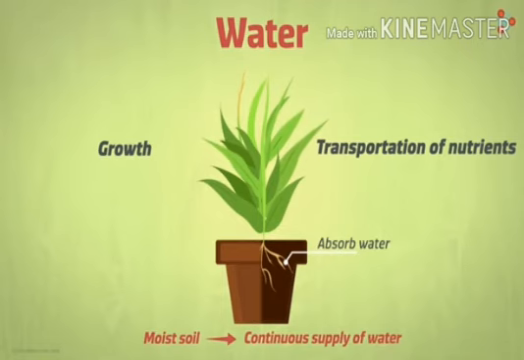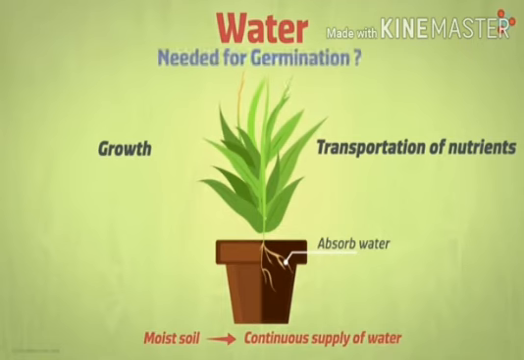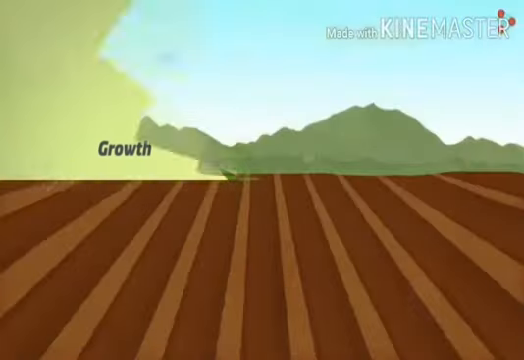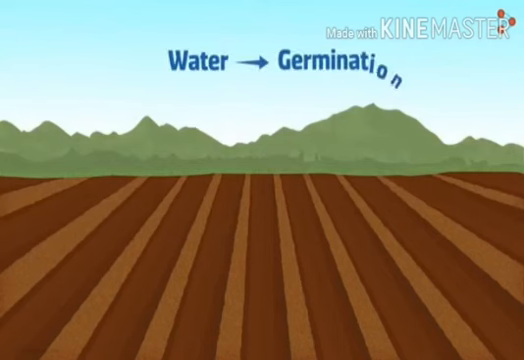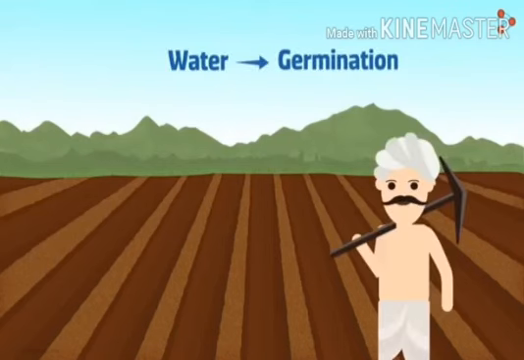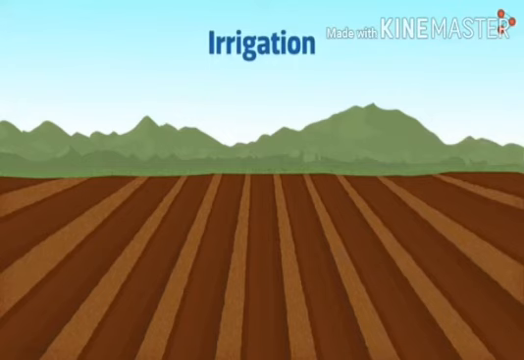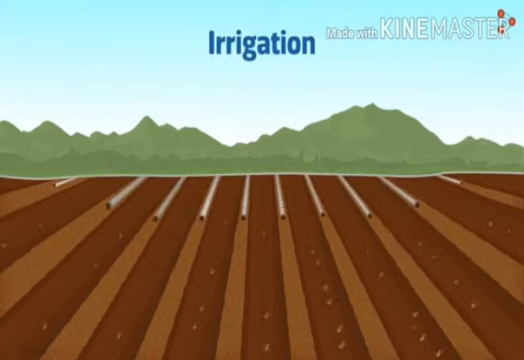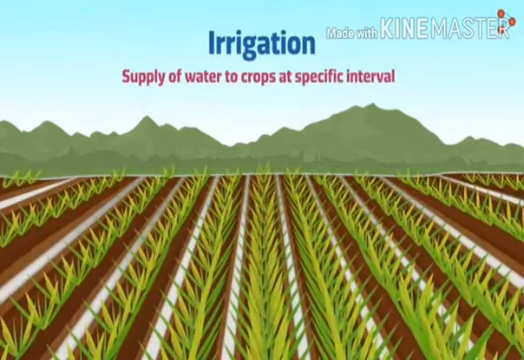Do you know that plants need water right from their germination? Have you heard people say that the seeds will wither away if there is no water? After sowing, seeds need water to germinate, and that's precisely why farmers sow seeds before the rains. But what if there are no rains? How do plants then get water? Irrigation is the solution to this problem. The supply of water to crops at specific intervals is known as irrigation.